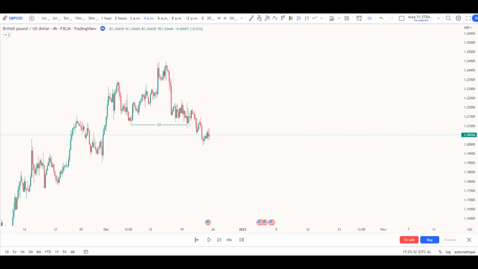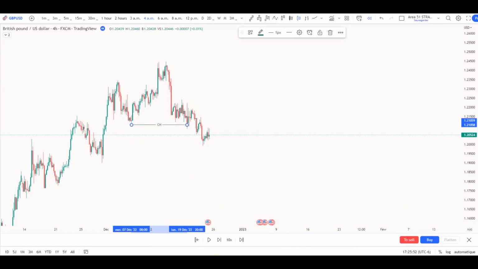What caused the break of this structure here? Okay, this structure here is broken. This move broke this structure, but it wasn't a straight move that broke the structure. There was some type of stuff going on, so we need to find the lower high that caused the break of this structure here.